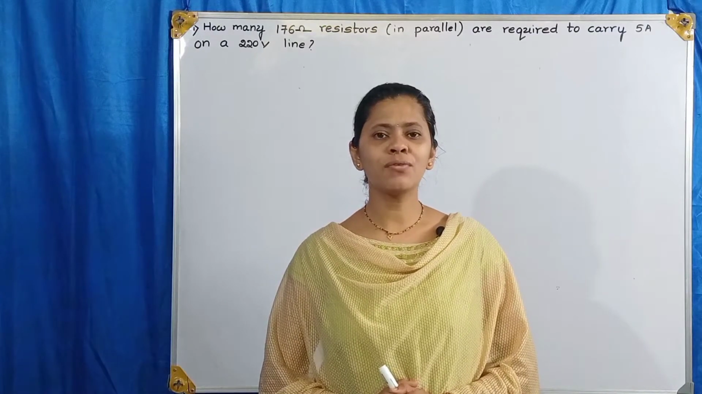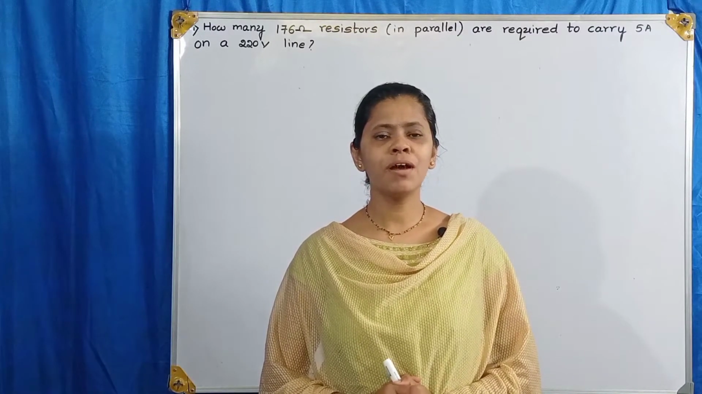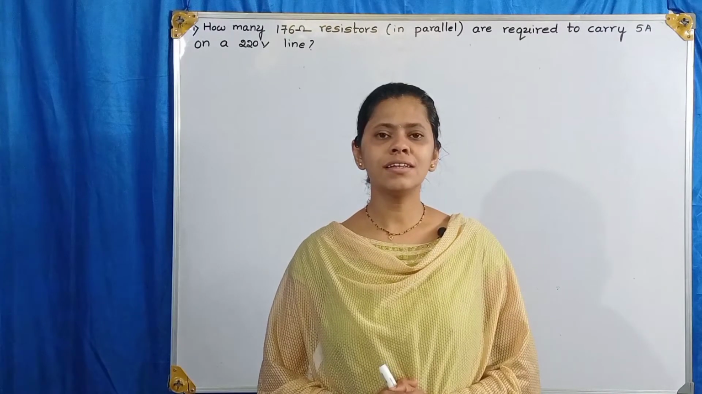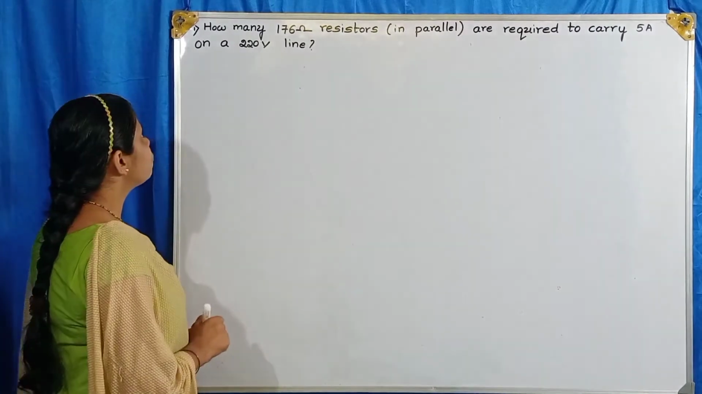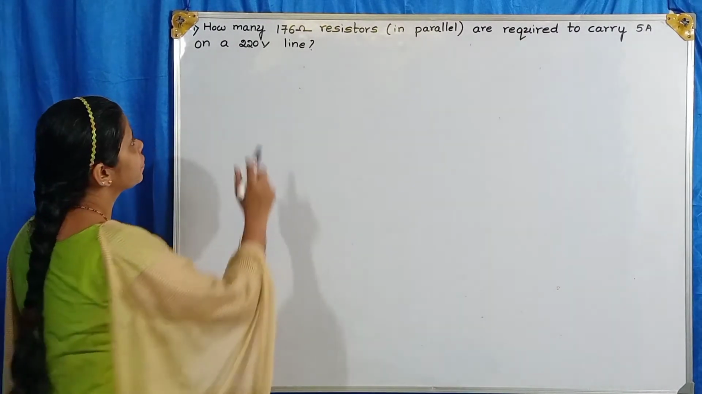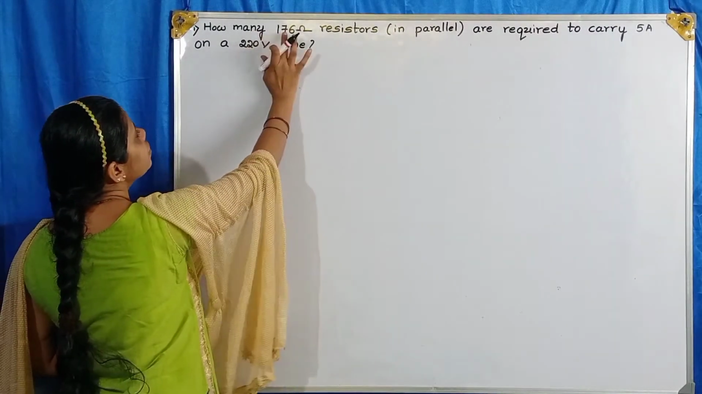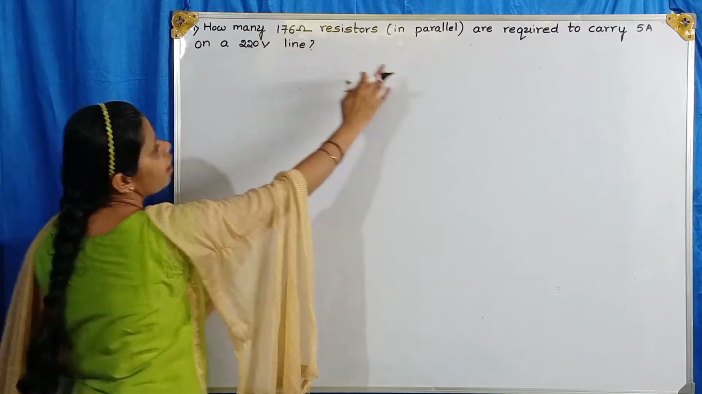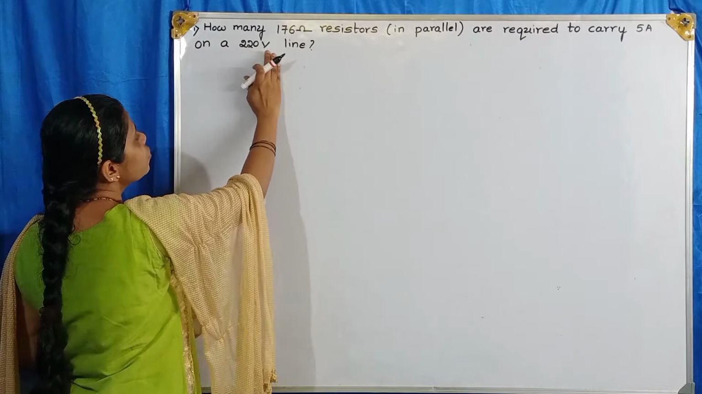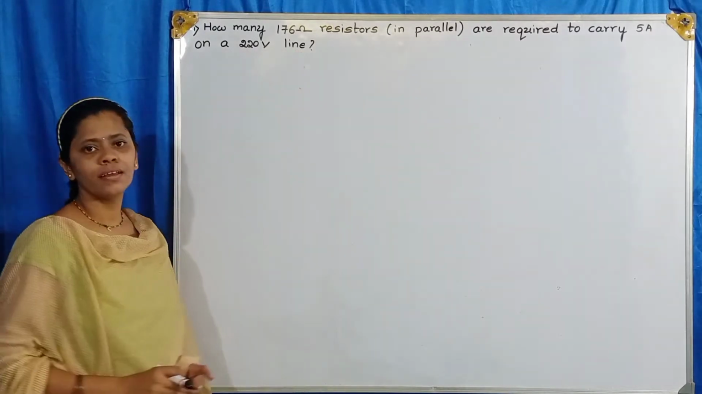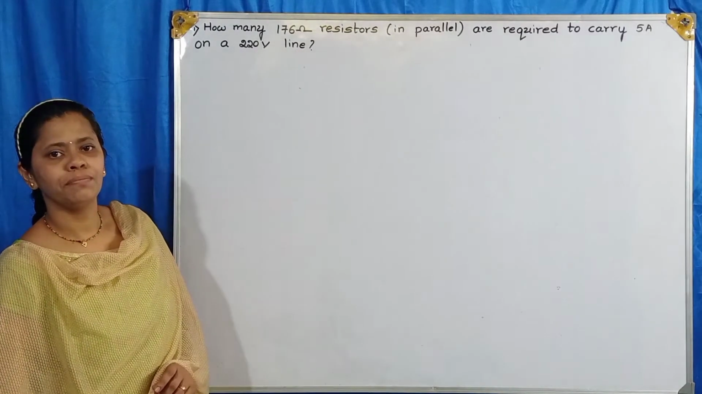In this class, we are going to solve the numerical problem of the lesson Electricity, 10th Standard NCERT syllabus. First, let's read the problem. How many 176 ohm resistors are required to carry 5 ampere on a 220 volt line? Now let me explain the question.